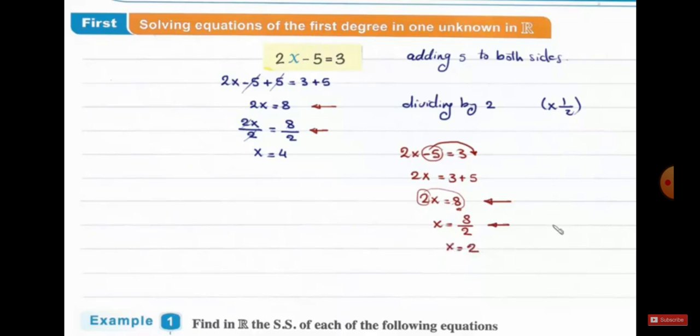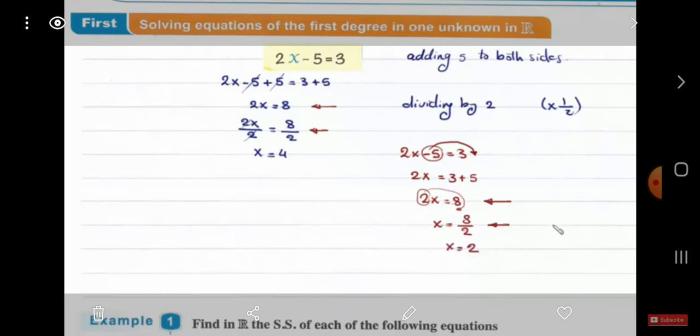Another way, and this is the best way, we have to use it, especially from prep 1. 2x minus 5 equals 3. We have to transfer negative 5 to the other side with the opposite sign. Then we can say 2x equals 3 plus 5. Then 2x equals 8. 2 is up, then we can put it down on the other side. Then we can say x equals 8 over 2. Then x equals 4.